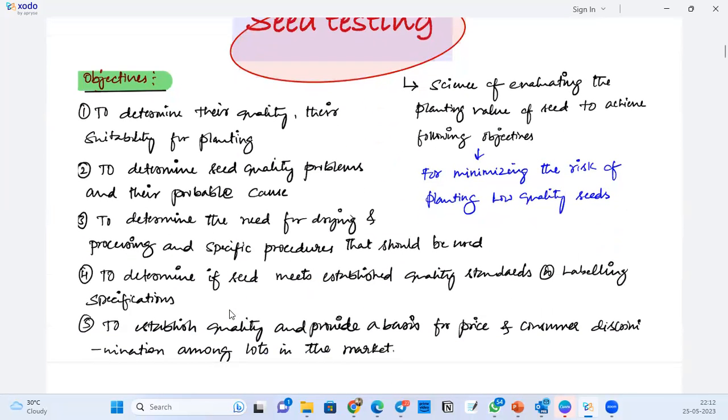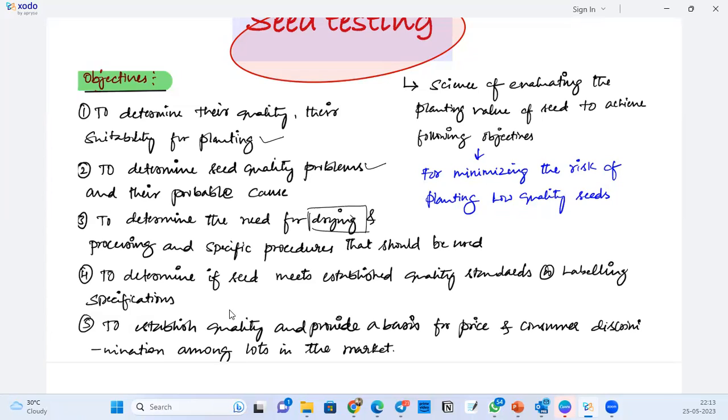Talking about the objectives of seed testing: why do we require seed testing? As I already told you, the first and foremost thing is to determine the quality and their suitability, whether they are suitable for planting or not. Then to determine seed quality problems. If there are any problems in the seed quality, we can identify them by seed testing. And also to determine whether it requires drying, processing, or specific procedures, if necessary. Only after seed testing will we get to know if there is any mechanical mixture, or if they are genetically deteriorated, or if the moisture content is too high. Only then can we take some precautions so that the quality of the seeds won't deteriorate. So this is one of the objectives.